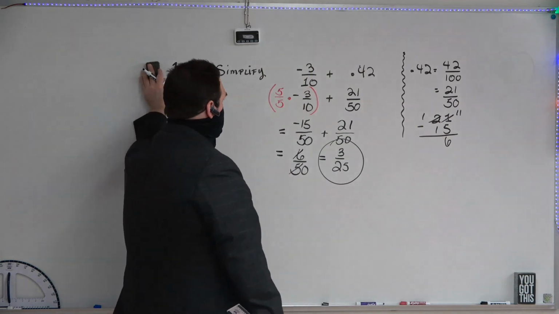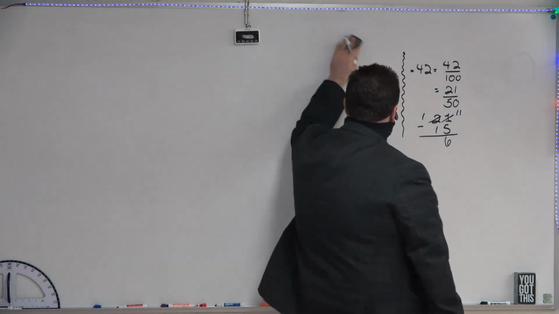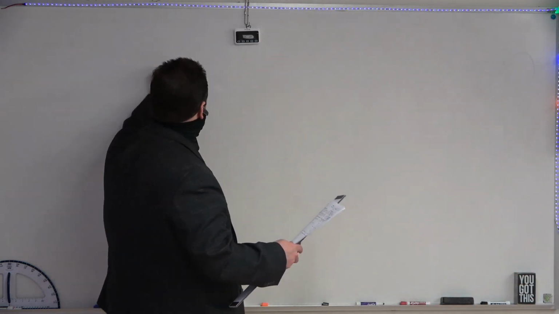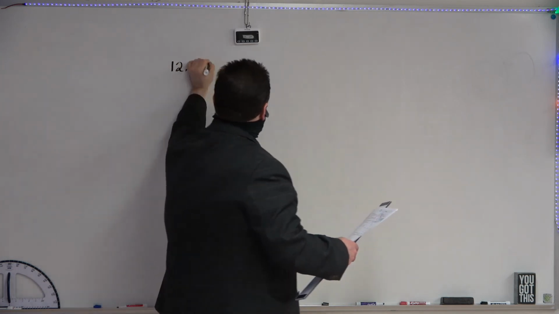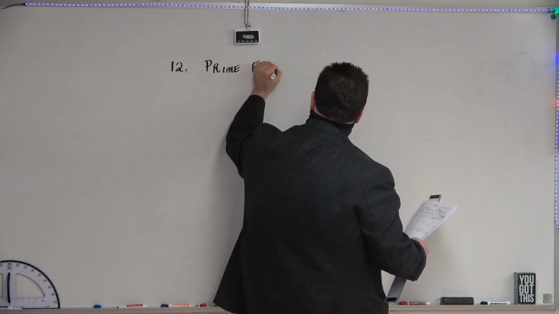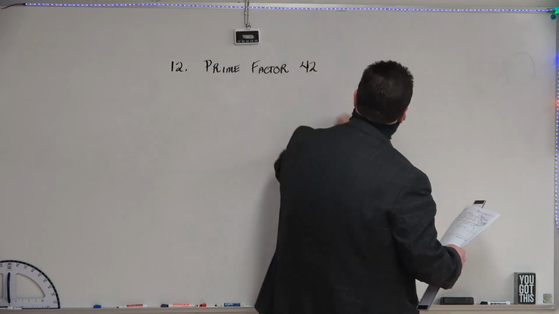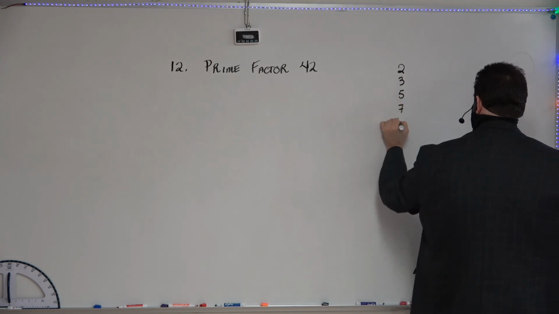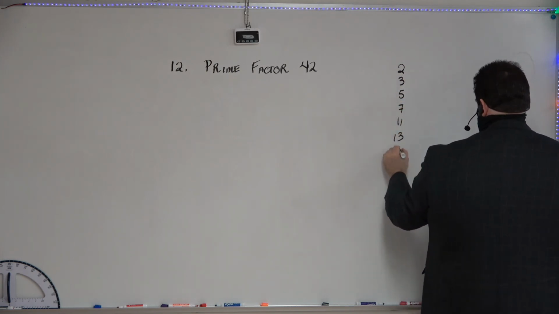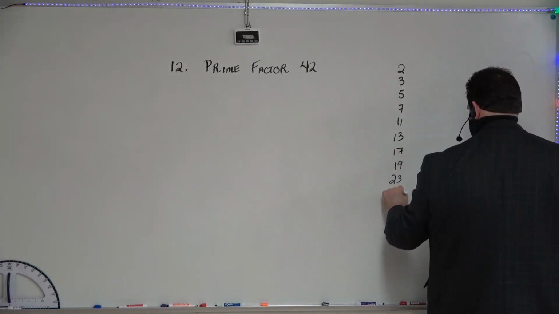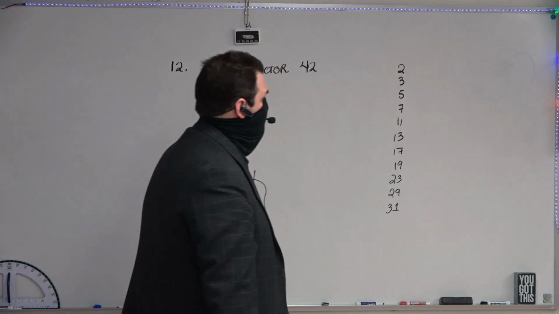Can I erase? We're almost done. Stay with it. This next one's really easy. I think probably most people got it. Prime factor 42. Remember, your primes are 2, 3, 5, 7, 11, 13, 17, 19, 23, 29, 31. We'll stop there. 1 is not prime.